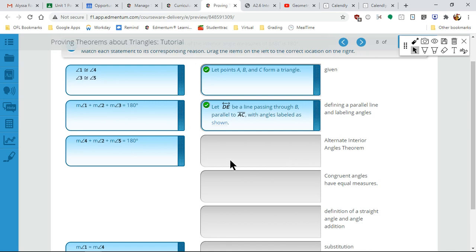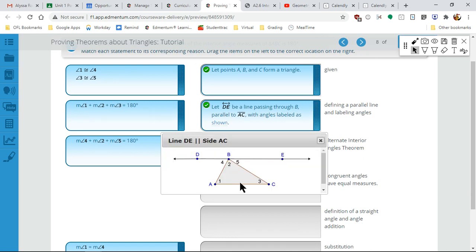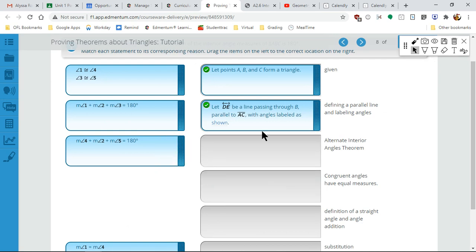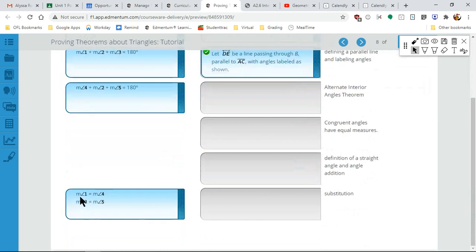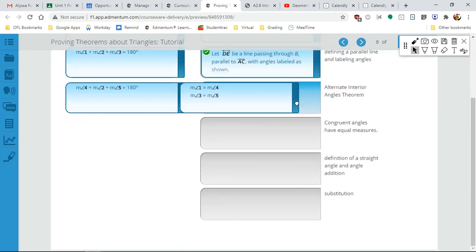Alternate interior angles are congruent. If we look at this again, we're saying alternate interior angles are congruent. I know it's been a while, but we have done alternate interior angles. So alternate interior angles would be 4 and 1. We're saying that 4 and 1 are congruent. We're looking for angle 1 equals angle 4, and angle 5 equals angle 3. And we're going to be looking at the measurements. The measurements equal each other.